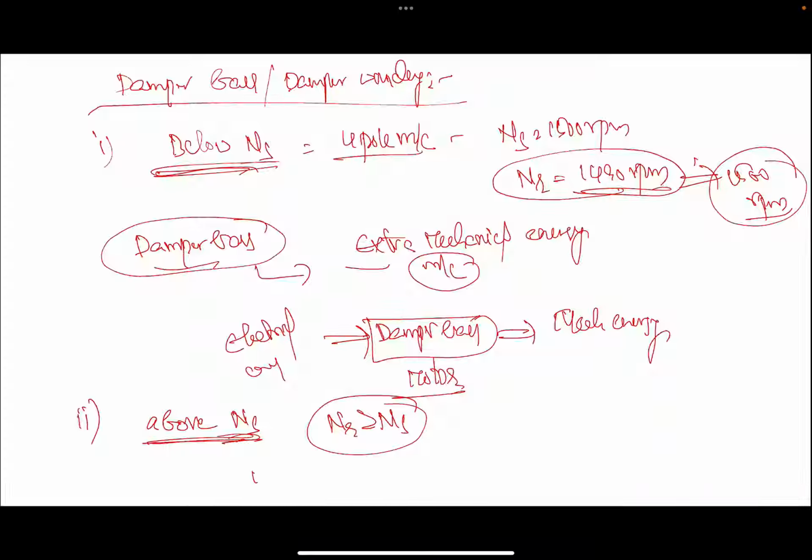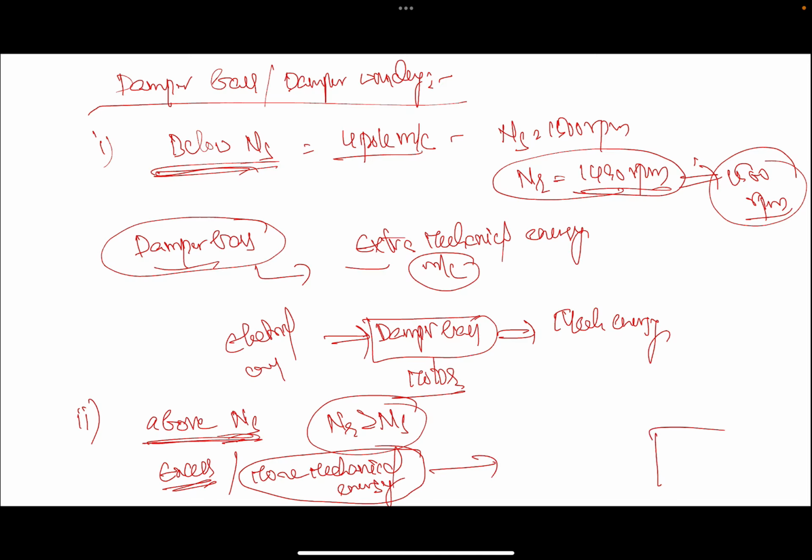What is the correct word? It has more mechanical energy. Whatever the excess mechanical energy which is making the rotor rotate above the synchronous speed, I want to convert this into electrical energy.